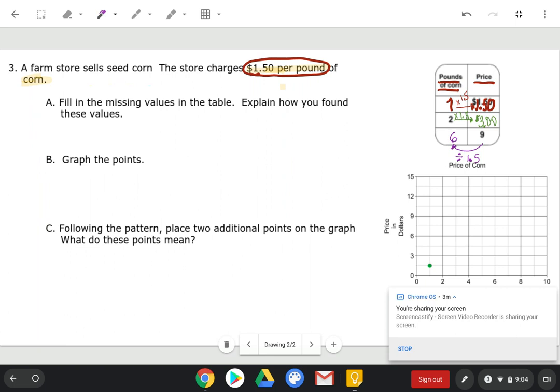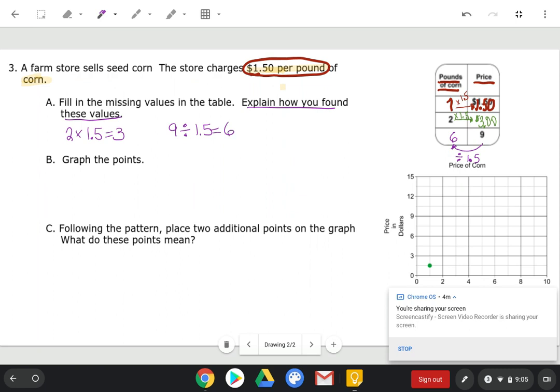So I did ask you to explain how you found these values, and it's totally okay with me if you just write down the math. I gave you the 2, so if you write that 2 times 1.5 equals 3, that's totally fine. And I gave you the value 9, so it's fine if you write 9 divided by 1.5 equals 6. Okay?